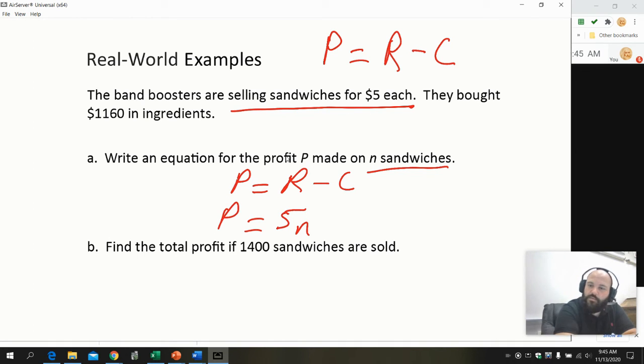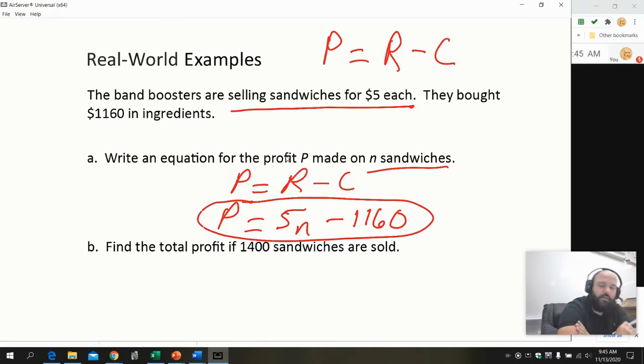So if we sell 2 sandwiches, we make $10. If we sell 10 sandwiches, we're going to make $50. Now our cost, we spent $1,160 on materials, on ingredients to make those sandwiches. So we need to subtract our cost away from our total profit. So right here is the equation that we would use. Profit is equal to 5 times N, where N is the number of sandwiches, minus 1,160.